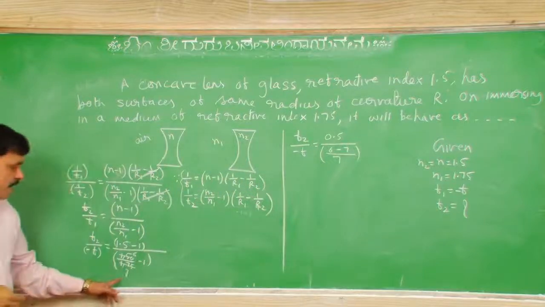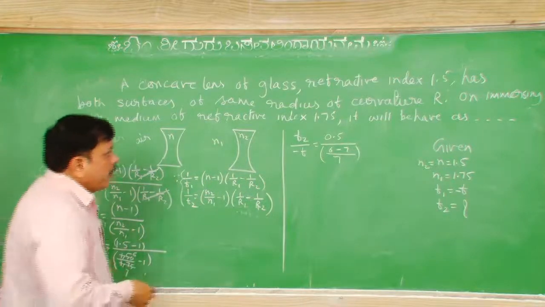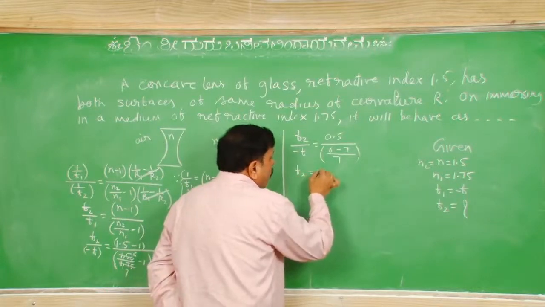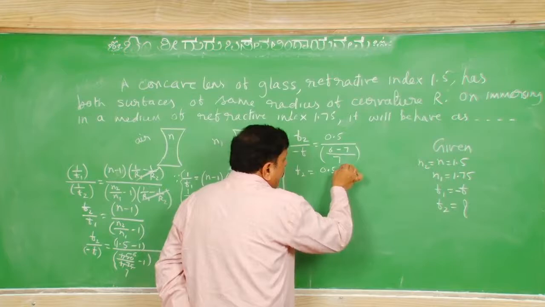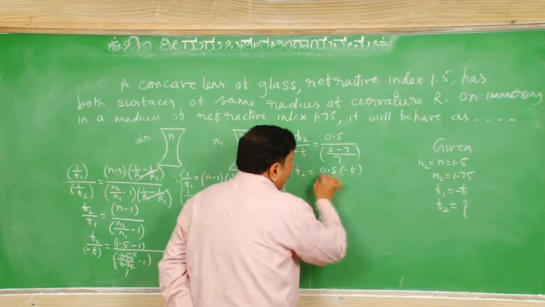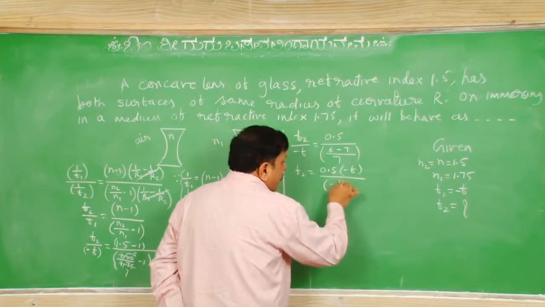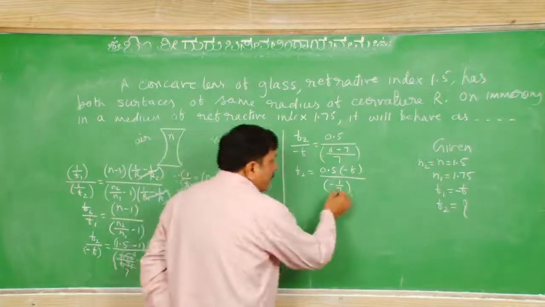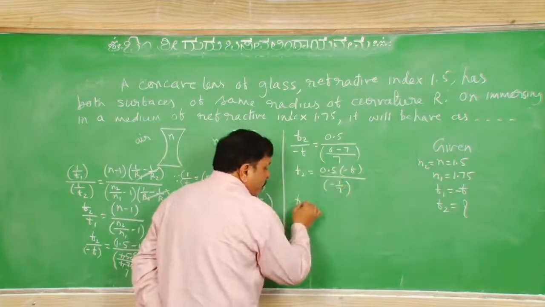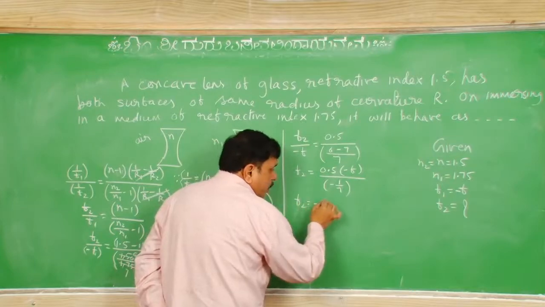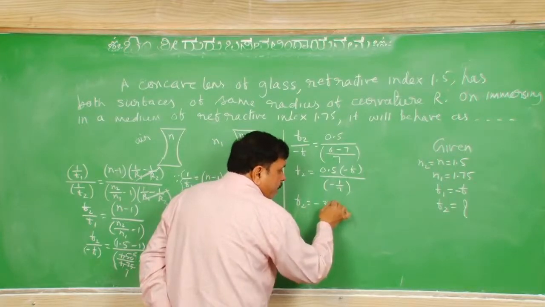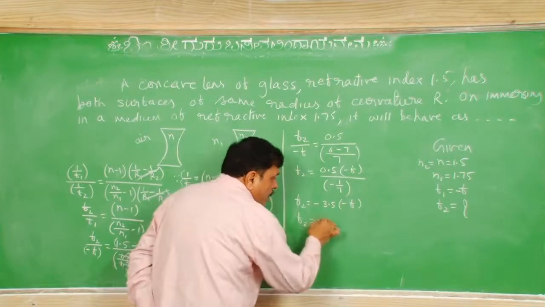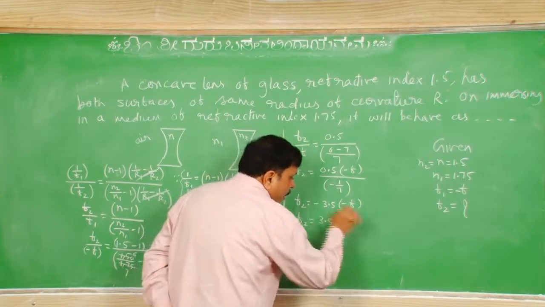So 7 will be the LCM, 6 minus 7, and now it can be written as F2 equal to 0.5 into minus F divided by minus 1 divided by 7. Minus 1 by 7, 7 comes to the numerator, it will become 3.5 into minus F, that is F2 equal to 3.5 F.